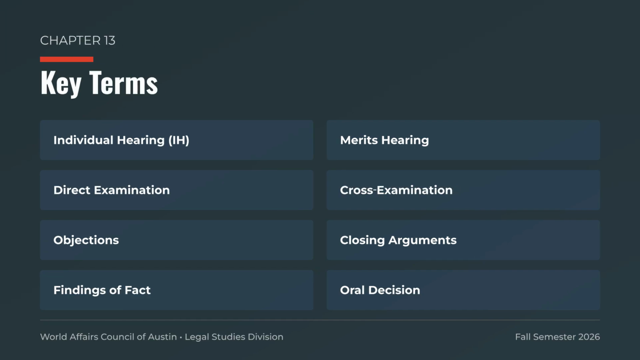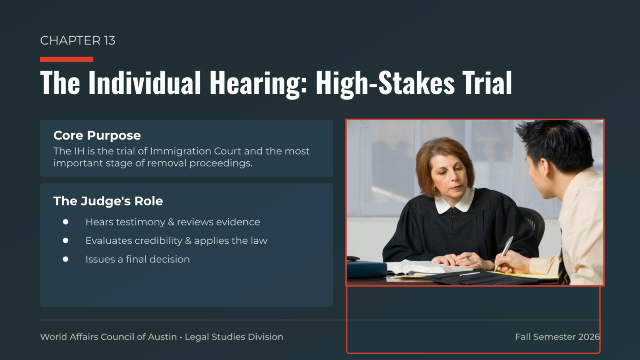Key terms include individual hearing, merits hearing, direct and cross-examination, objections, closing arguments, findings of fact, and oral decision. Understanding these terms is vital for following the process. The individual hearing is the trial of immigration court, determining if relief is granted or if a removal order is issued. The immigration judge hears testimony, evaluates credibility, applies the law, and issues a final decision.